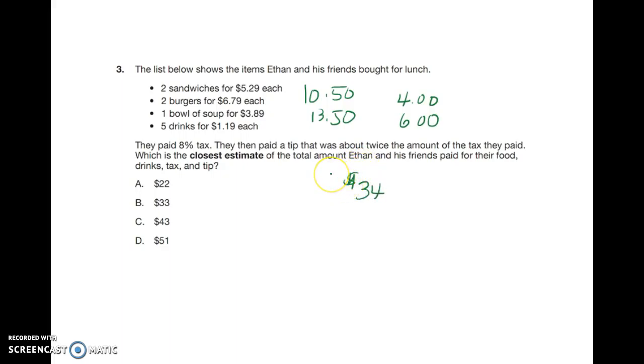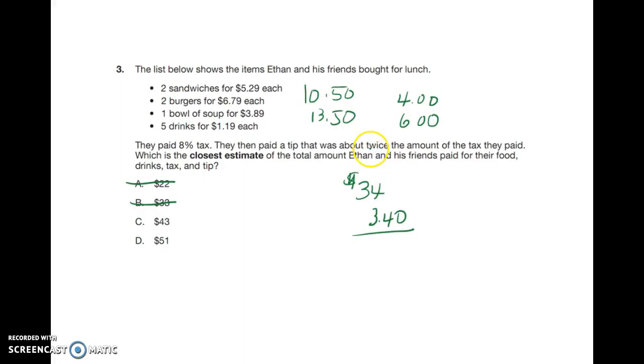Okay. Now that's just my food. That doesn't even include the tax. It doesn't include the tip. So right away that eliminates A and B. They're gone. 8% is a little bit less than 10% of something. So 10% of 34 is about $3.40. So that's about $37.